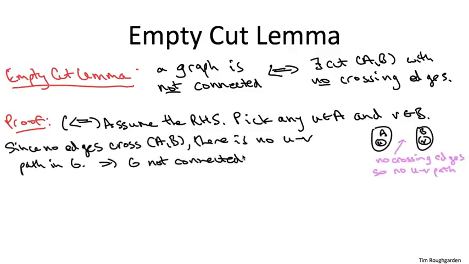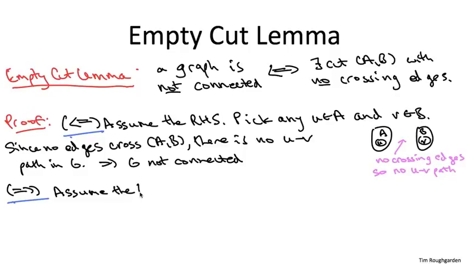So why is it that there's no path from U to V in the graph G? Well, the path from U to V would surely have to cross the cut, A comma B. But there's no edges available for crossing the cut. So therefore, this path from U to V cannot exist. So that completes the first part of the proof. We assume the right-hand side, we derive the left-hand side.